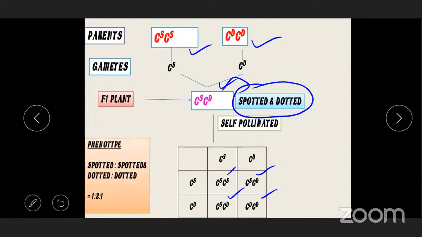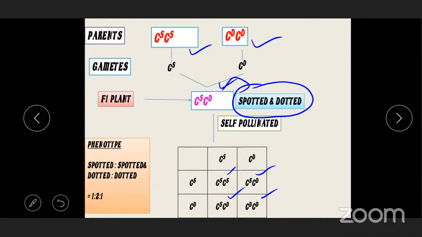What is the phenotype ratio? Spotted is to spotted and dotted is to dotted. It is equal to 1:2:1. Now, let us find out the genotype ratio.